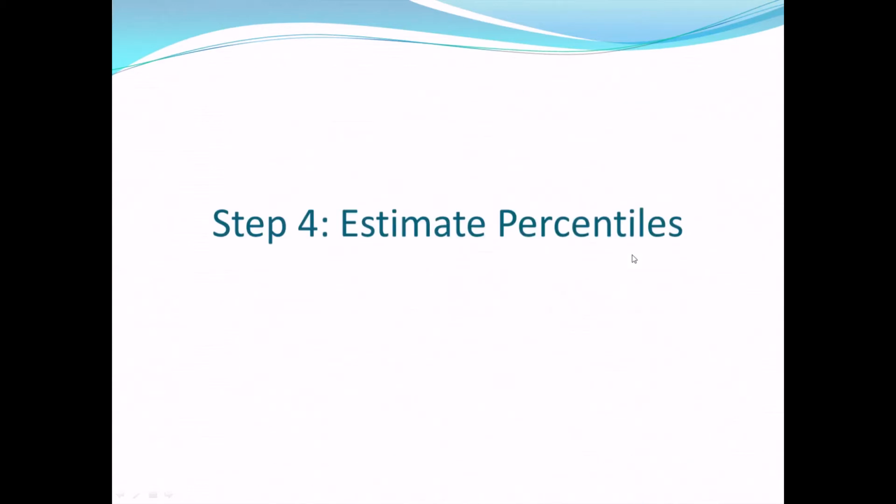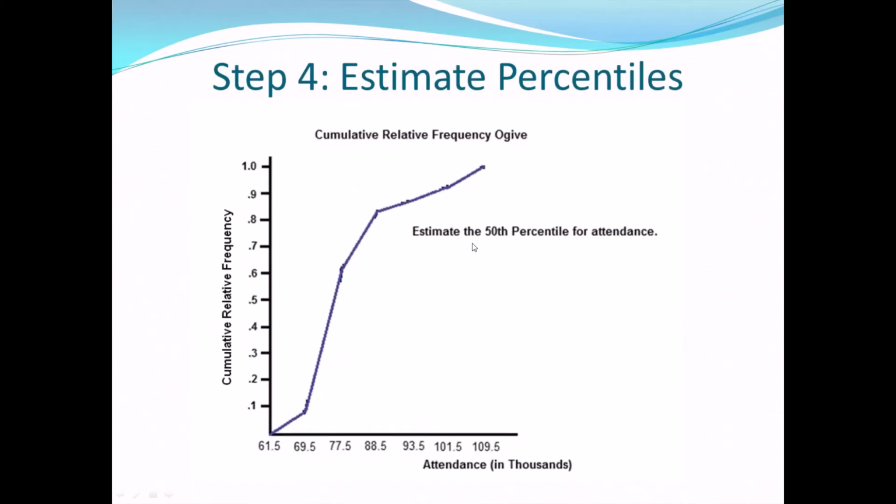So here's how it works. You're supposed to estimate the 50th percentile for attendance. Well, there's 0.5, that's 50%. Simple. You draw over to the curve, straight, parallel to the horizontal axis, and then straight down. So here's your horizontal, here it is down, and you're about at 77,000 people. That's your 50th percentile.